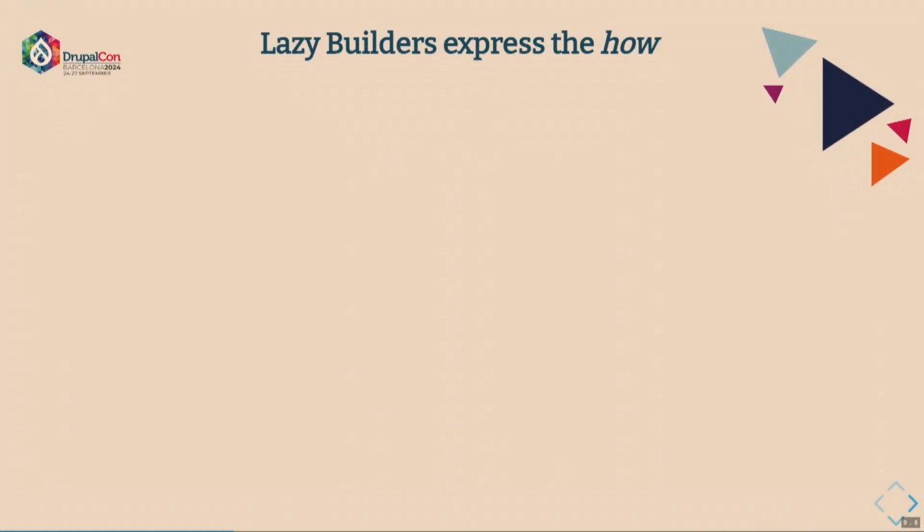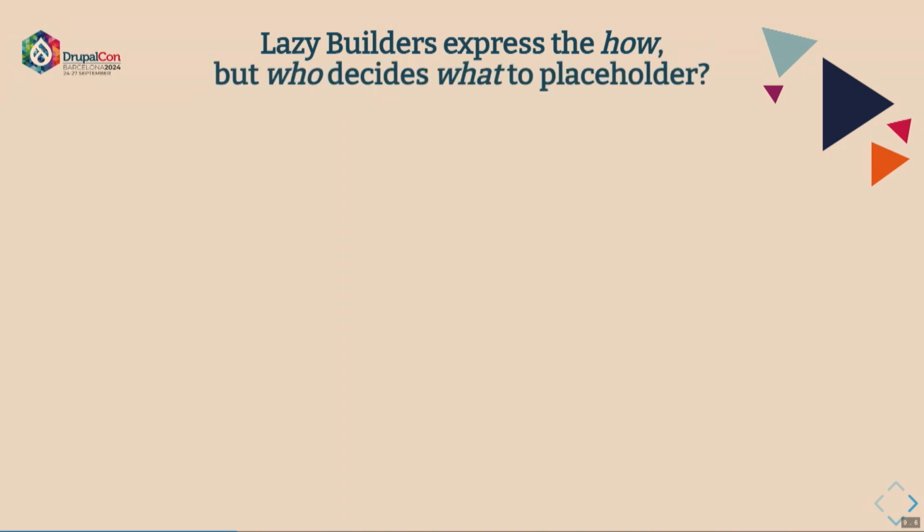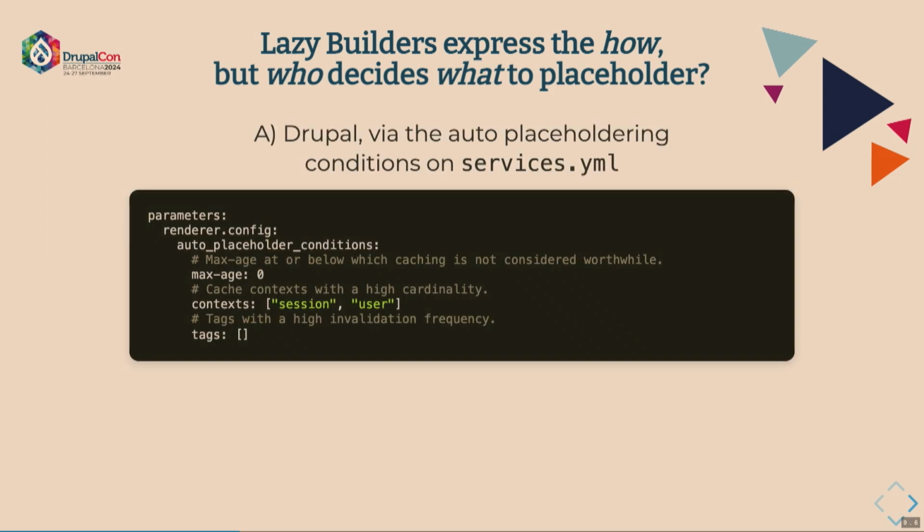So now, if lazy builders express how this placeholder is going to be rendered, that's one thing. We need another thing, which is who decides what is going to be placeholdered. Two separate things. And we have two sources of placeholders.